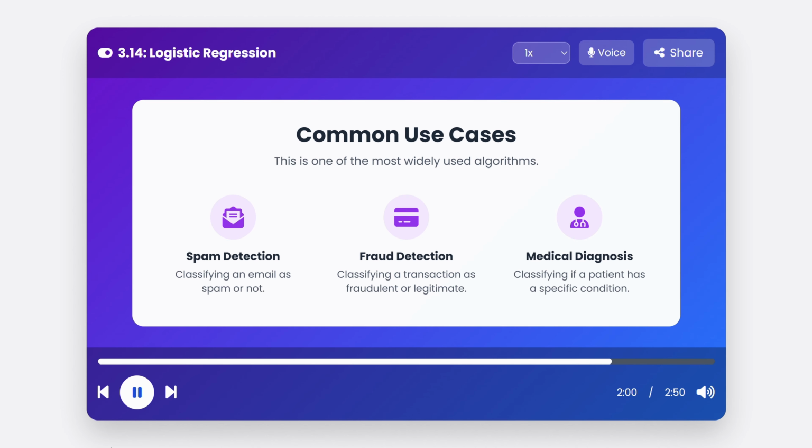Because it's fast, reliable, and easy to interpret, logistic regression is a workhorse in the industry. It's used for everything from spam detection in your email and fraudulent transaction detection at your bank, to predicting whether a patient has a certain medical condition based on their test results.